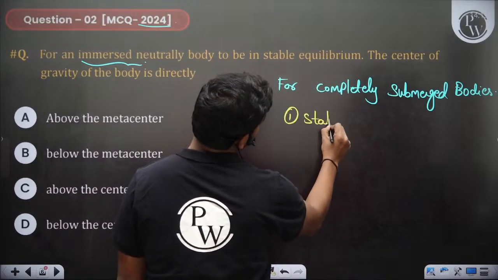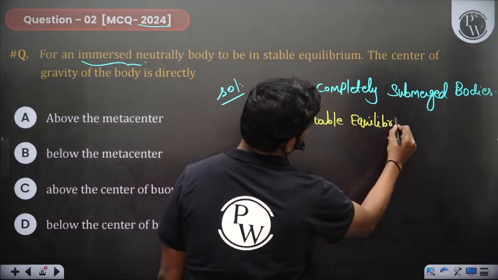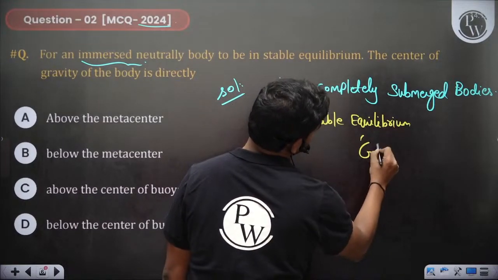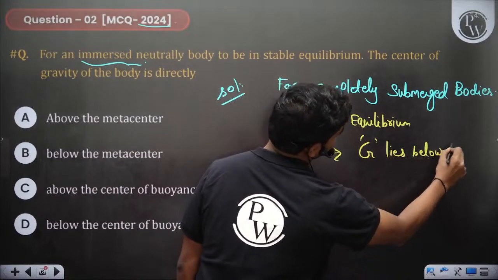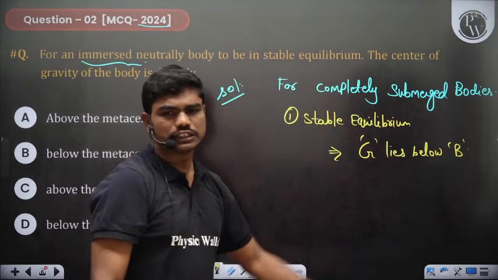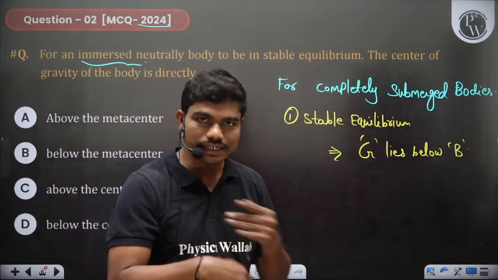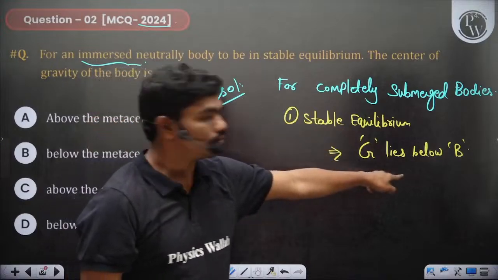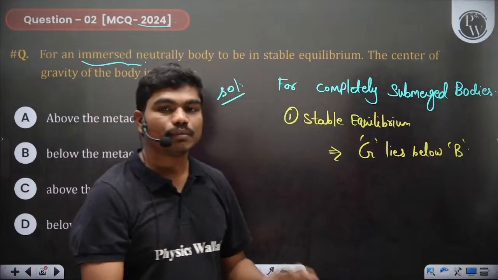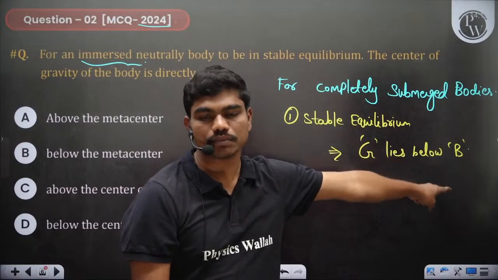stable equilibrium implies G lies below center of buoyancy. Okay, I'm giving only 1 point because of this you can think. Now if I write 2-3 points like unstable, G above B, if I write these points you'll get confused. Okay, so I'm writing only one. जब stable equilibrium होगा तब G lies below B, and if the body is floating then यहाँ B की जगह से क्या आएगा? Come on, type in the chat box.